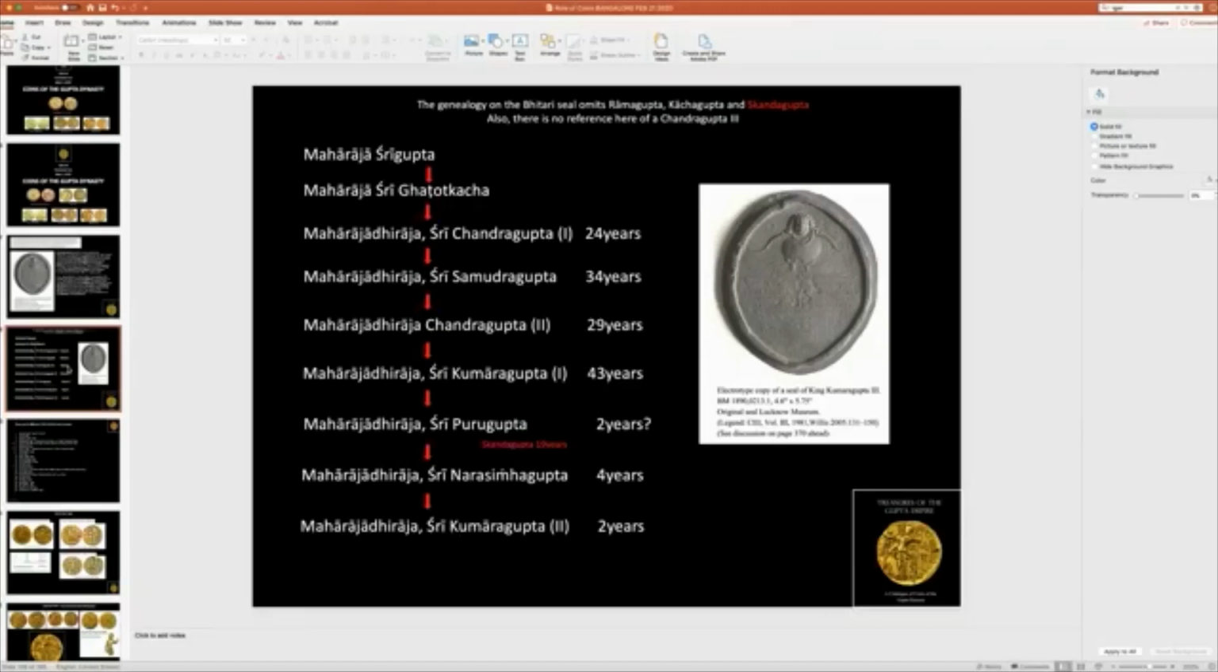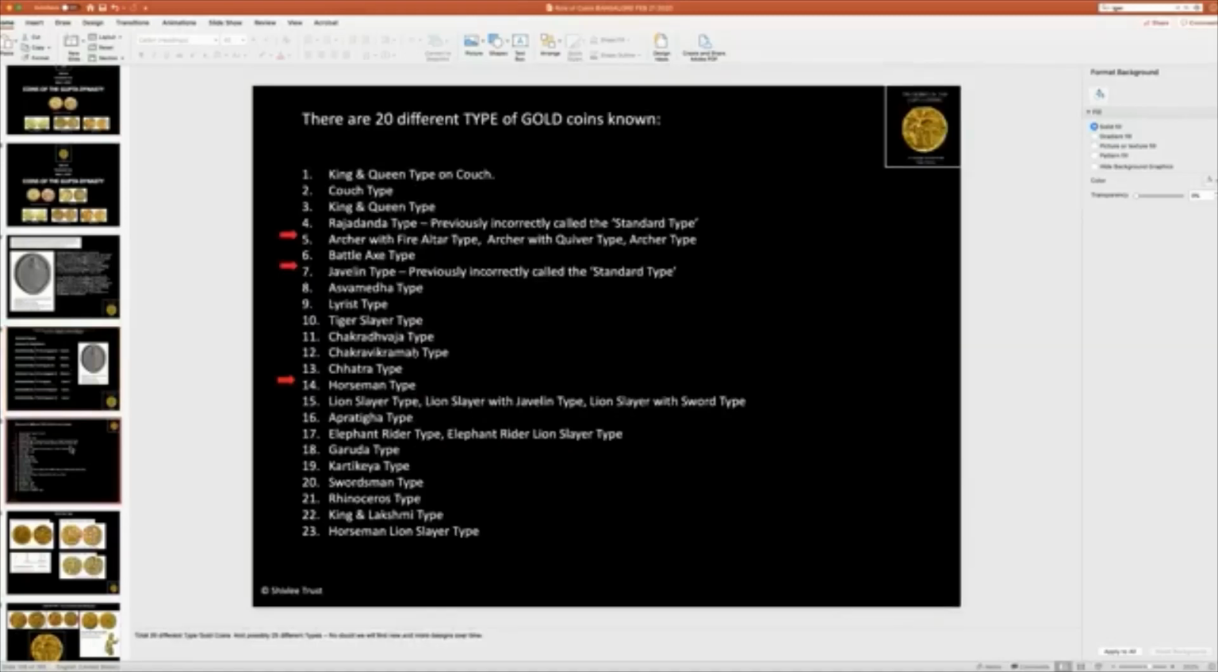And similarly, we have the elimination of Skandagupta's name from this seal. On this seal, we also don't have any reference to a later king called Chandragupta, whom numismatists refer to as Chandragupta III, could be a Chandragupta IV. So there's no reference to a later Chandragupta on this kind of genealogy or any inscription we have found so far. Okay, moving on to the coin types.